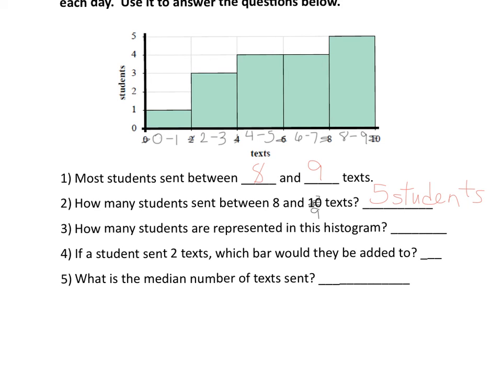Number 3 says, how many students are represented in this histogram? So we need to know what's 1 plus 3 plus 4 plus 4 plus 5. And once again, we now have 17 students. If a student sent 2 texts, which bar would they be added to? So we look along the bottom and find the number 2 and find out that it's in the second bar.